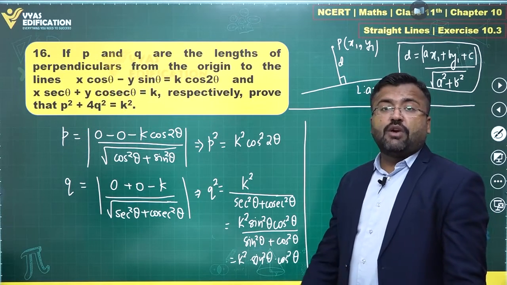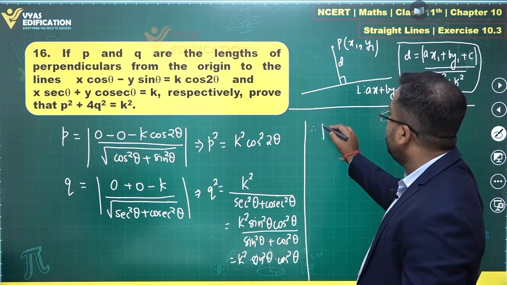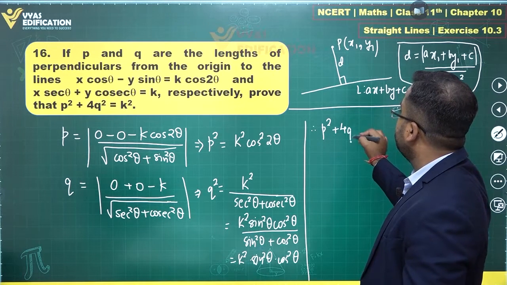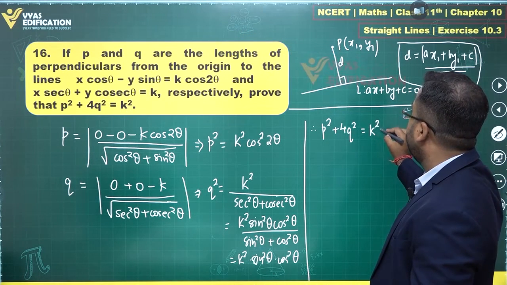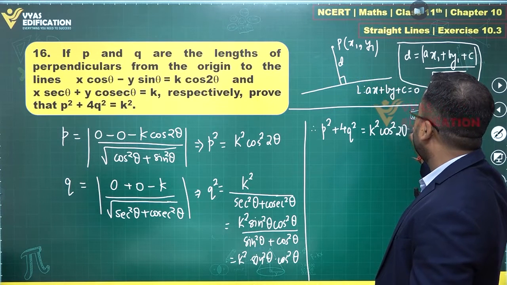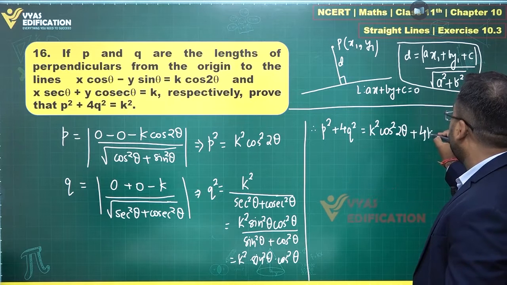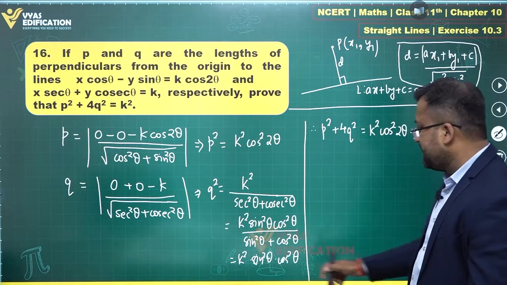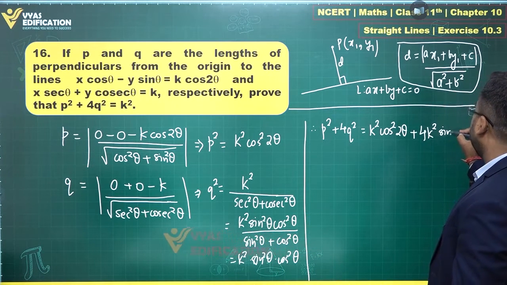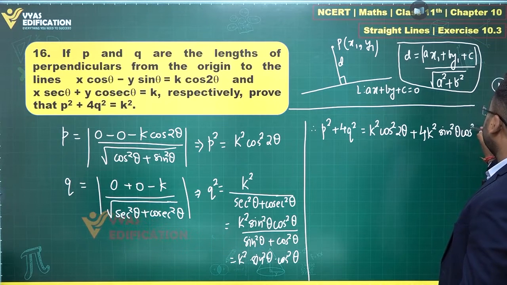We are looking forward to P square plus 4Q square. Therefore, P square plus 4Q square is equal to K square cos square 2 theta plus 4 times Q square, 4 times K square times this sin square theta cos square theta. Now how do I simplify this expression?